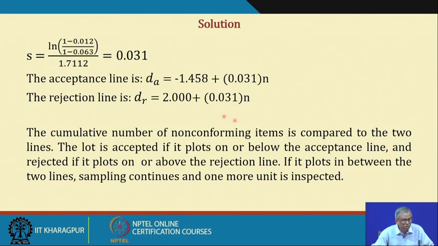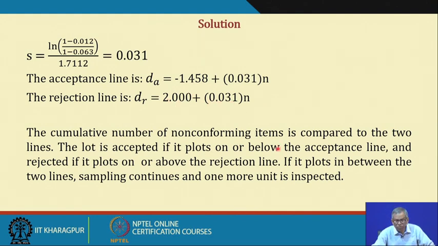Once you have all these values, S is the slope. The slope component is also a function of small k, so you get the value of 0.031. Now the acceptance line is minus HA plus S into N, and the rejection line DR is again HR plus S into N.